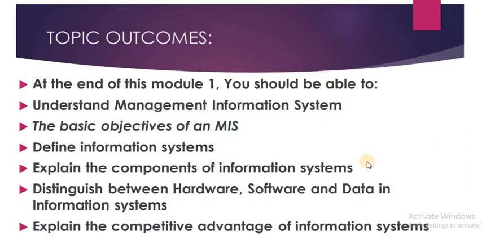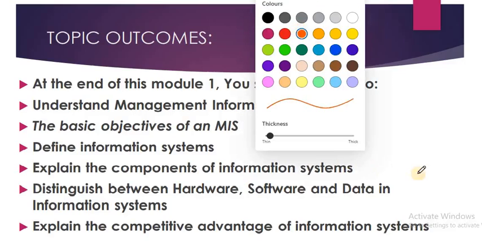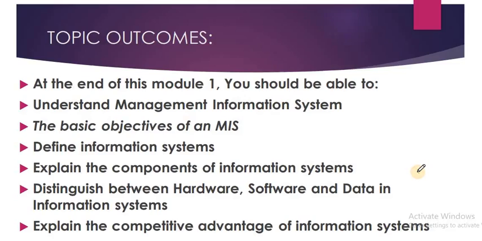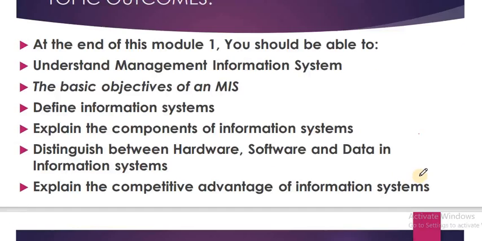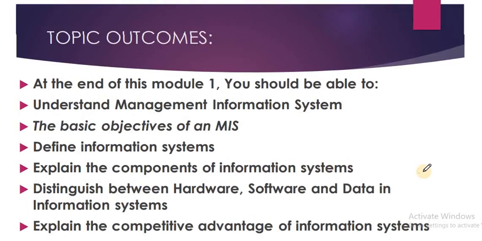Topic outcome. We have divided this module one into 4 or 5 topics. The topic outcomes: at the end of this module one, you should be able to understand the management information system, then also the basic objective of an MIS. You should be able to define the information system and also to explain the components of information systems and distinguish between the hardware, software, and the data in the information system, and to explain the competitive advantages of information systems. So we take it one after the other.